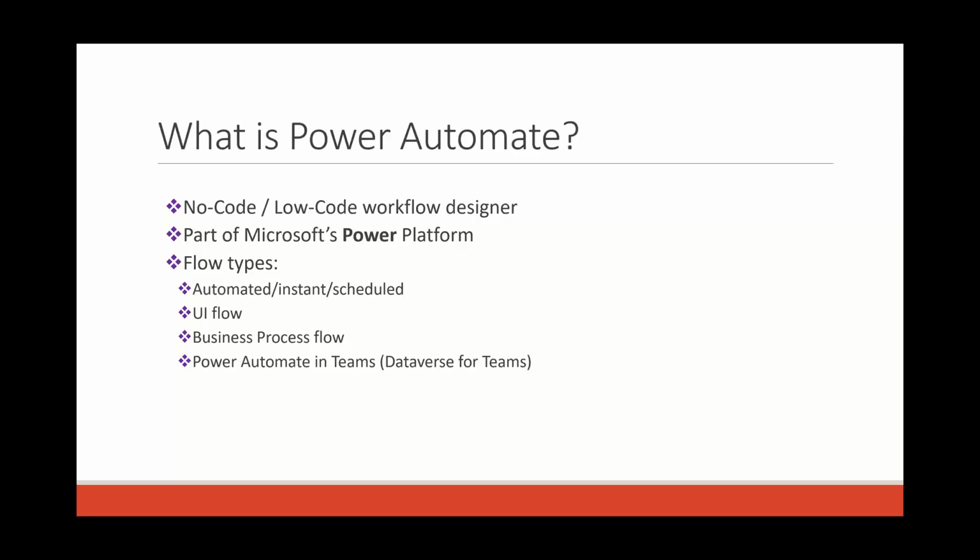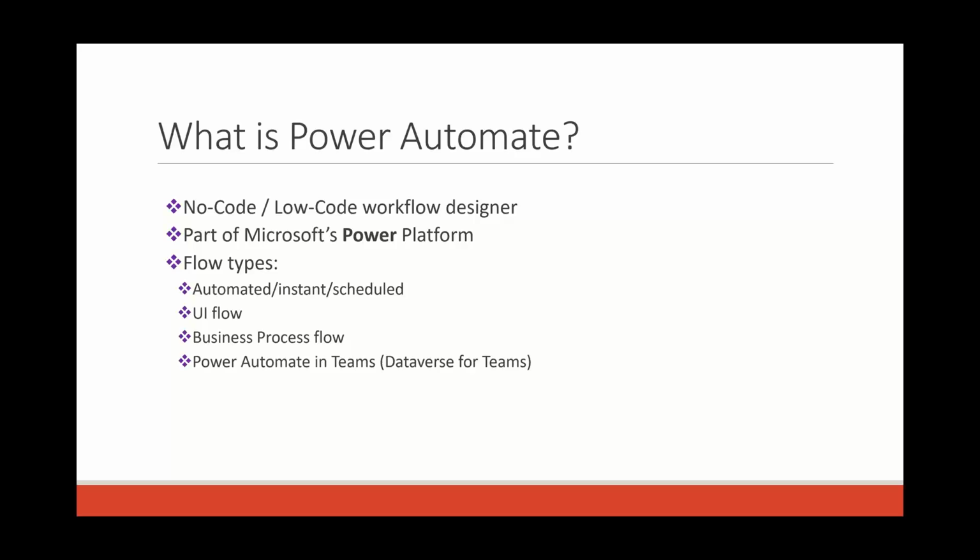So there are several different kinds of basic flows, and this is what we're mostly going to focus on today. Those are automated flows, which are ones that are started by some kind of trigger, like something happens in some service that you're subscribed to, but that could include any Microsoft 365 things, like an email comes in or an item is created in a SharePoint list. Those would be automated flows, and then you want something to happen based on that trigger.